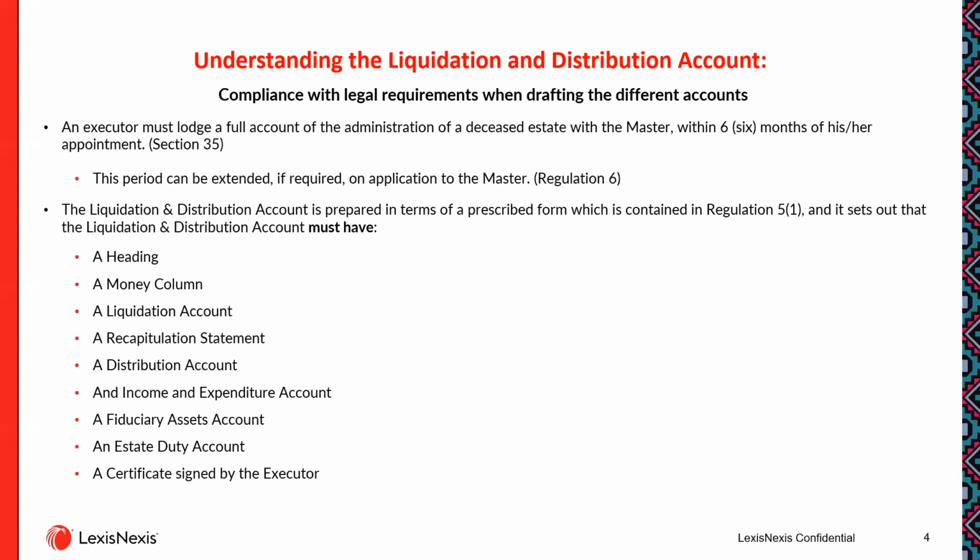So it needs to have a heading. It needs to have a money column, a liquidation account, a recapitulation statement, a distribution account, an income and expenditure account, a fiduciary assets account, an estate duty account, and a certificate signed by the executor. So from the outset, we can see it's quite a complex account with a lot of different accounts inside of the liquidation and distribution account.